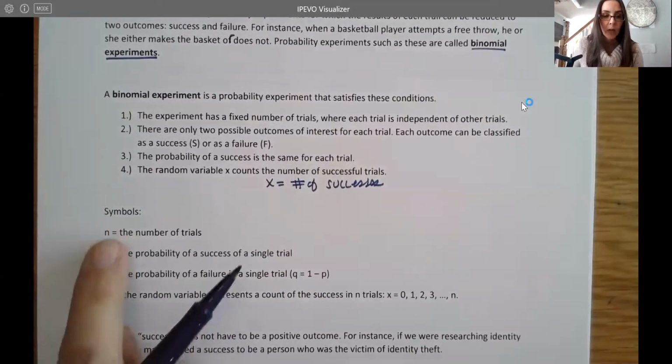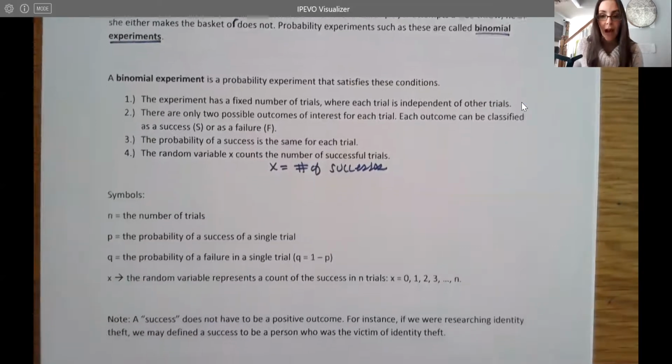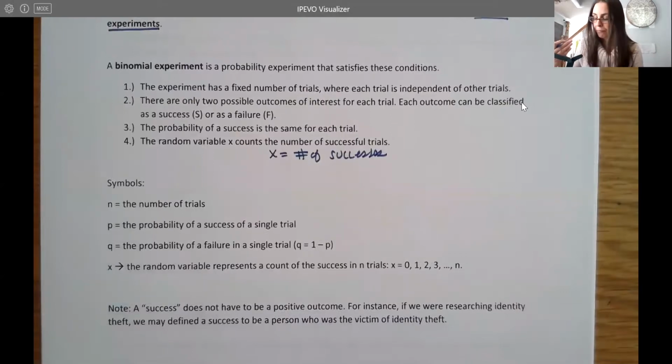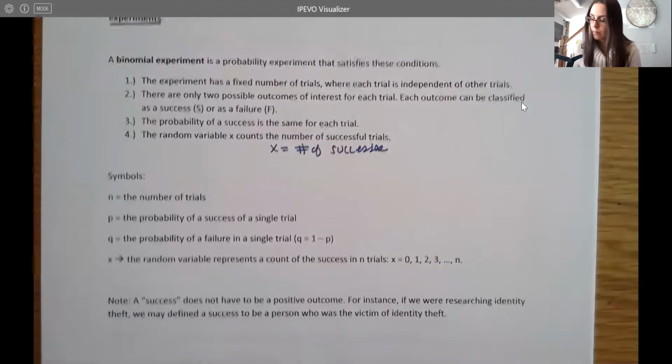Now for some notation, we're going to use n to represent the number of trials. So however many times we're repeating this idea. If we're going back to the free throw example, we could maybe have that basketball player throw 10 free throws in a row. So if he or she threw 10 free throws in a row, we could have up to 10 successes, right? We could have x is 0 successes, 1, 2, 3, 4, all the way up through 10, depending on how many shots he or she makes.